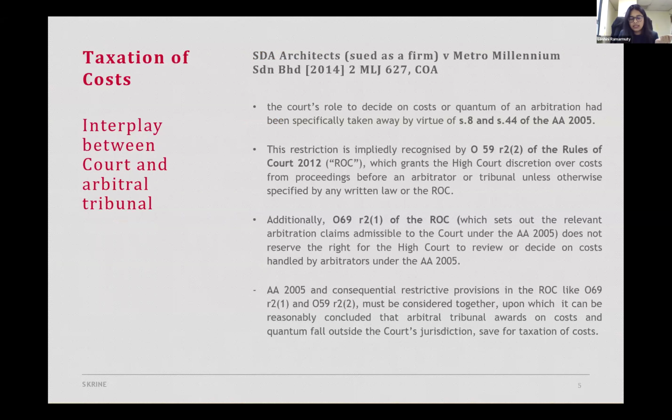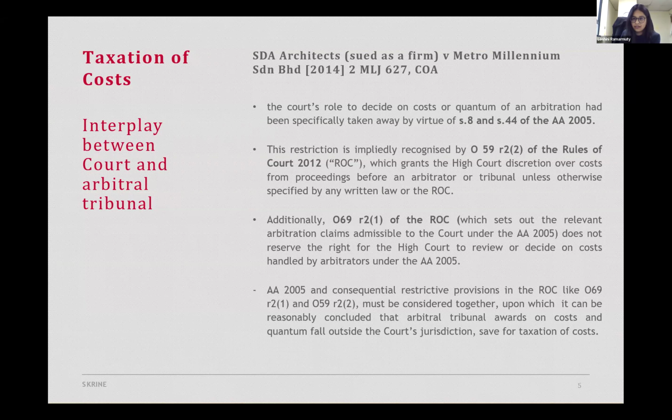the case that I mentioned earlier, the Court of Appeal decision. We go back to the SDA Architects case. In the earlier case of SDA Architects that we discussed, the judge, in addressing the interplay between the courts and the tribunal, noted that when it comes to determination of the cost, the court's role to decide on the cost or quantum of an arbitration had been specifically taken away by virtue of Section 8 and Section 44.